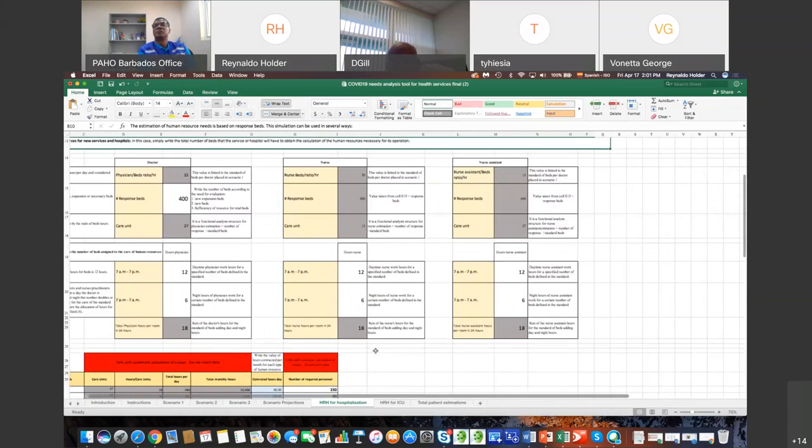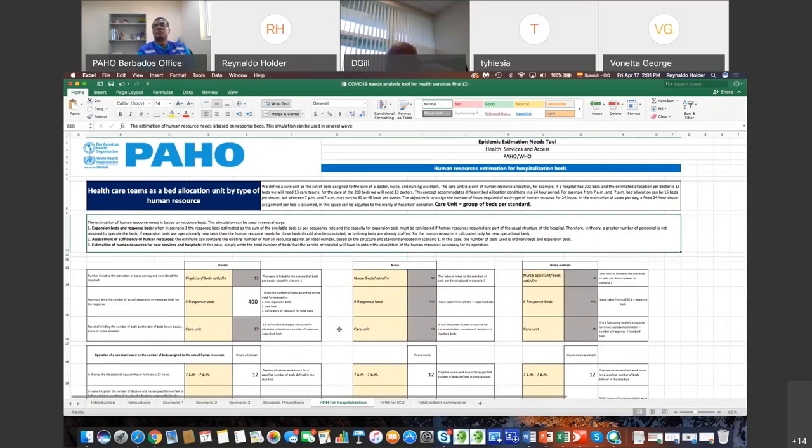So for this tool, we've used the definition in the tool that you received before. It says something like care teams, but it's not only teams, because it's not only the human resources, it's also the equipment, especially for critical care. It's not only the doctor, the nurse, and the assistant, but also the ventilator and whatever other equipment and sundries are necessary to provide care to a COVID patient. So we're going to adjust that definition to use care unit.